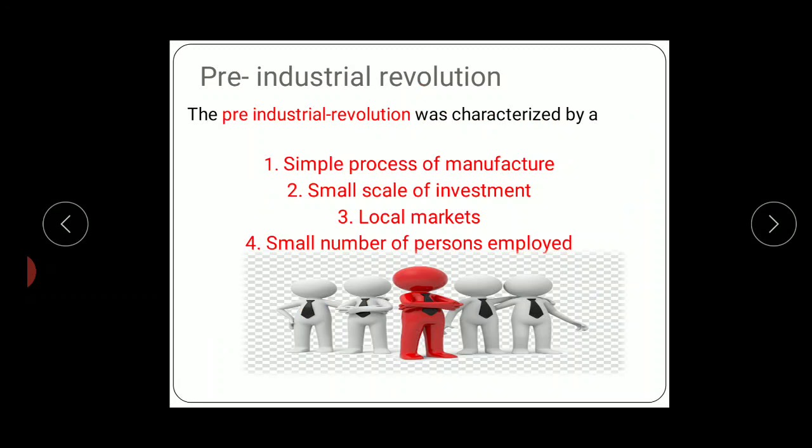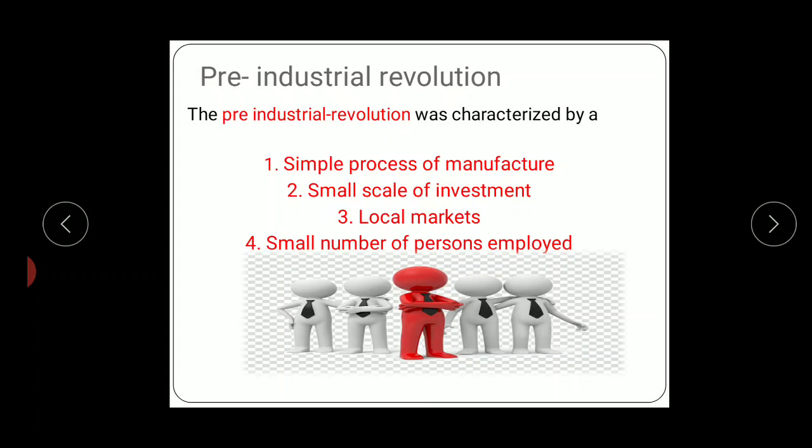Okay. Now pre-industrial revolution, let's understand what was there before this industrial revolution happened, before people started migrating from their villages to these cities in search of jobs. What was the scenario before? So, pre-industrial revolution was characterized by a simple process of manufacture. First. Second, small scale of investment. Third, local markets. Fourth, small number of persons employed.